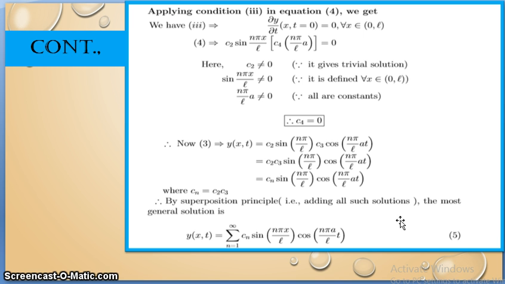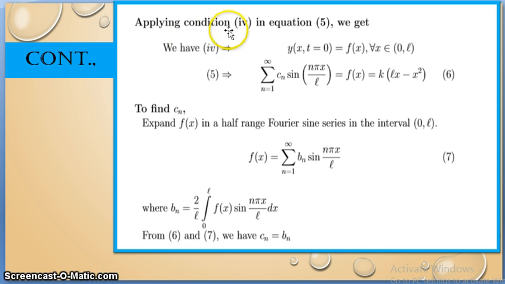Up to condition 4 is over. Next we have to find the 5th one. So apply condition 5 in equation 5. y of x comma t equal to 0 equals f of x. What is y of x comma t? That is summation n equal to 1 to infinity Cn sin(n pi x by L), that is y of x comma t at t equal to 0. If you put t equal to 0, then cos 0 must be 1. So we get this value equal to f of x. What is f of x? K into (Lx minus x square).